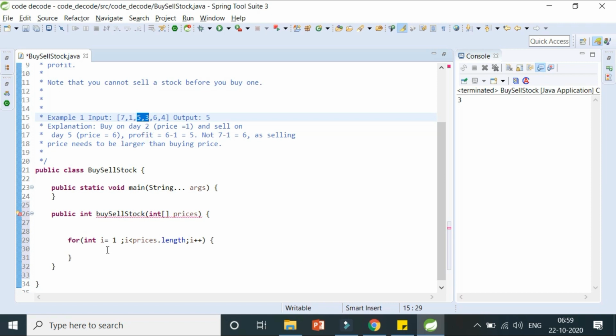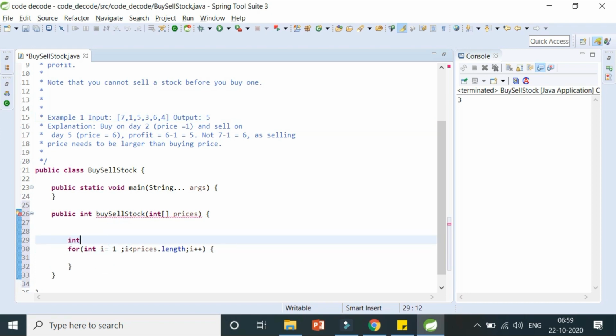So how can we do this? First let's assume an integer minimum price so far. I'm going to name the variable minimum price so far, and it is the price of the stock on the very first day.